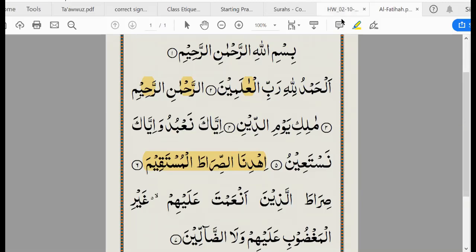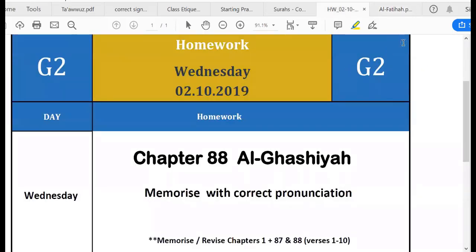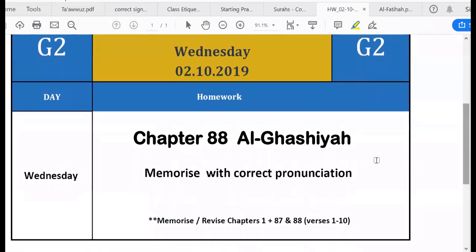Okay. So now I'll quickly go over the homework and then we can have a student recite the ending prayer. So the homework for today is chapter 88, Surah Al-Ghashiyah, from verses 1 to 10. Yesterday it was from verse 1 to 5, and today it's 1 to 10 because we learned the next verses. But you also have to memorize the previously taught chapters, which were chapter 1, Surah Al-Fatiha, and chapter 87, Surah Al-Ala. Okay? So that's it for homework.